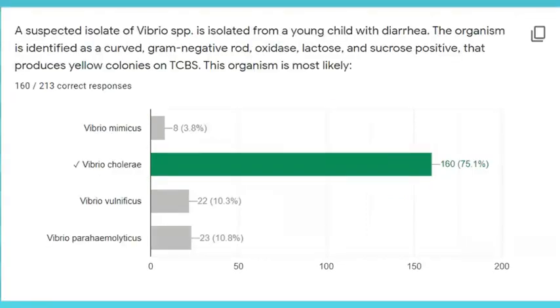A suspected isolate of Vibrio species is isolated from a young child with diarrhea. The organism is identified as a curved gram-negative rod, oxidase, lactose, and sucrose positive that produces yellow colonies on TCBS. The organism is most likely Vibrio cholerae. This is the only species of Vibrio which produces yellow colonies on TCBS. The others produce green colonies on TCBS.